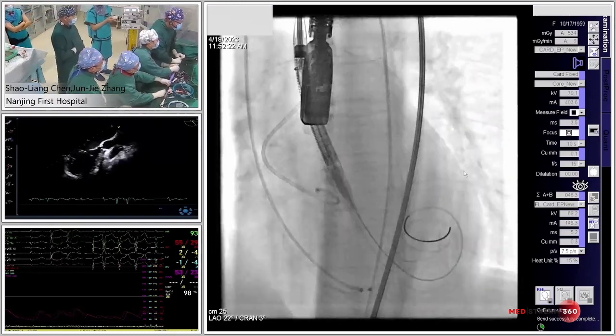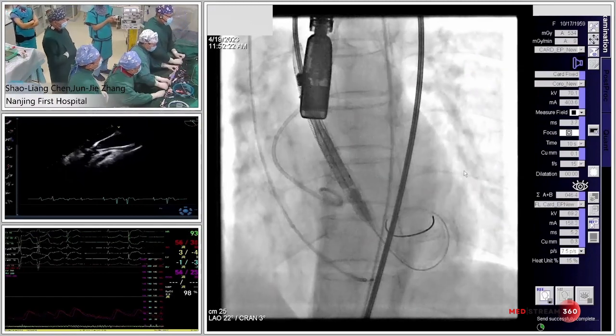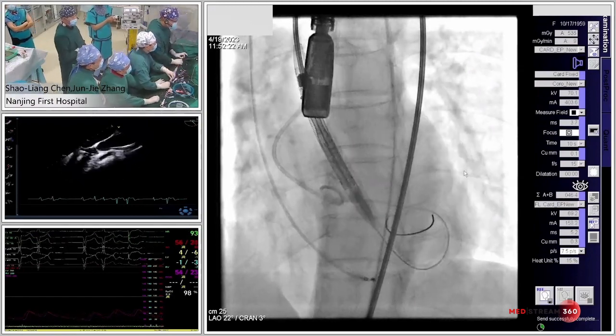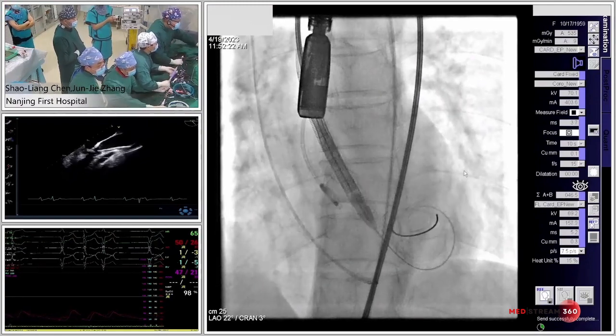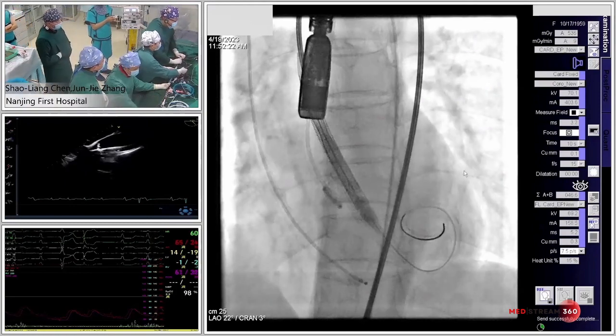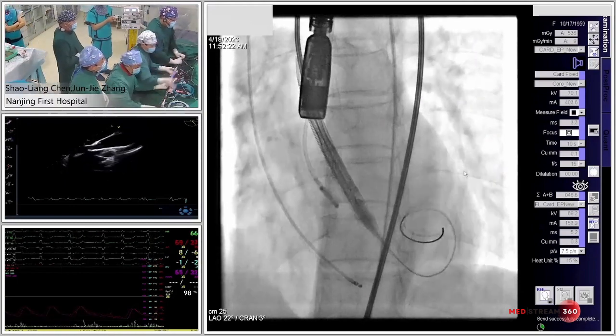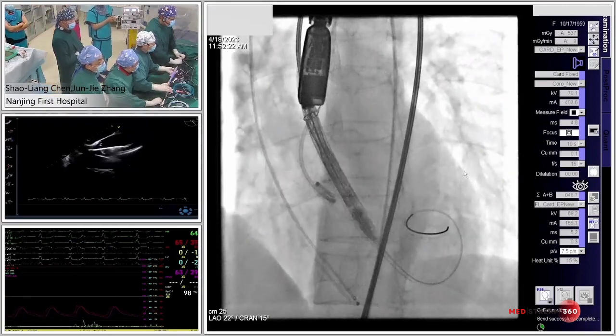See? Okay, yeah, thank you. Now you have successfully crossed the valve. Yeah. Okay. The test, please. Yes, then define the appropriate position.